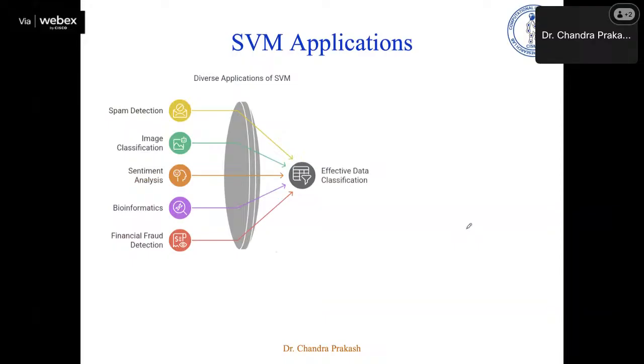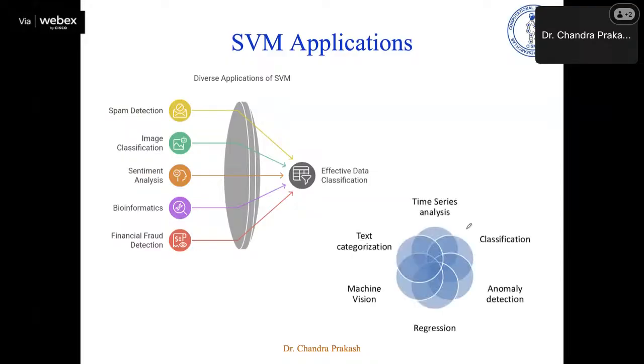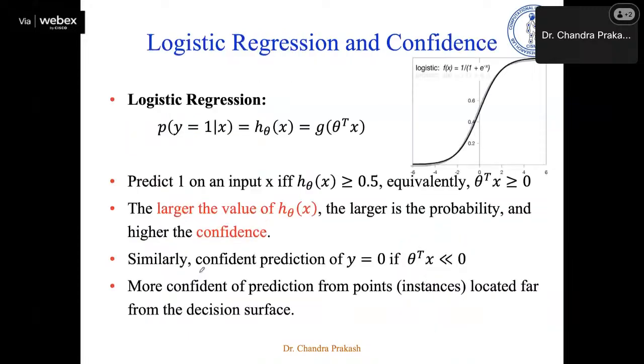So SVM has a lot of applications. You can use it in image classification, segmentation, sentiment analysis, bioinformatics, financial fraud, spam, basically classification related tasks. Besides classification, it can be used in text generation, text categorization also, machine vision, anomaly detection, some regression based problems. For that, we have SVR specifically, support vector regression, time series based analysis. It can be used not only in computer vision, but in almost all the fields, whether it is electrical, electronics, mechanical also.